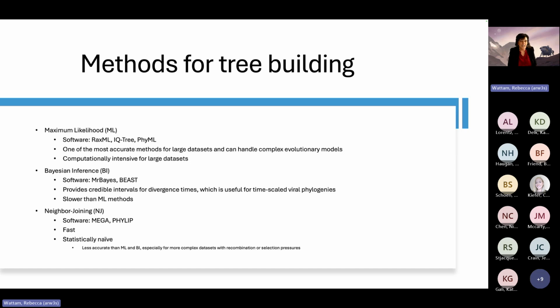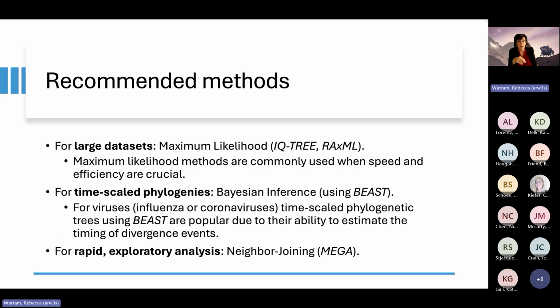In fact, I was told yesterday, and in fact, these are his words, neighbor joining is statistically naive. Well, obviously he doesn't like it, but it's supposedly less accurate than maximum likelihood and Bayesian. So if you twisted my arm and asked me for recommended methods, I would say if you have really large data sets, you want to use maximum likelihood. I like RAxML. I know other people like IQ-TREE, but speed, efficiency, they're great.